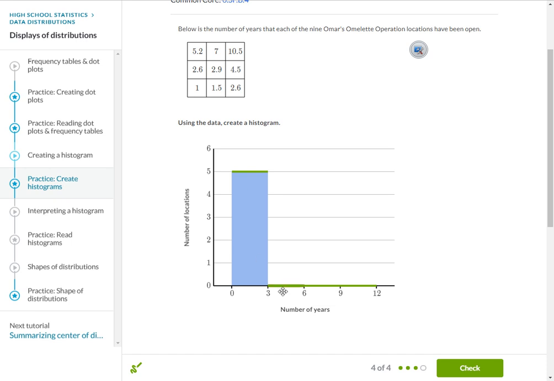How many between 3 and 6 years old? There's 1, 2. How many between 6 and 9? Just 1. How many between 9 and 12? Just 1. And altogether, there are 9 pieces of data. 5, 7, 8, 9.